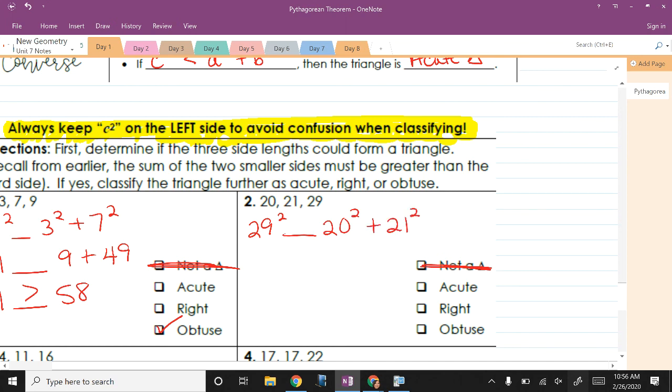So what is 29 squared? 841. And then 20 squared is 400, I believe. Plus 21 squared is something bigger than that, 441. So 841, compare it to, add those together, I get what? 841. So they are what to each other? Equal, which makes it a right triangle. Y'all see how we're doing that? Does that make sense?